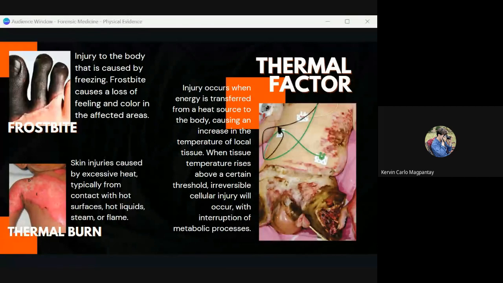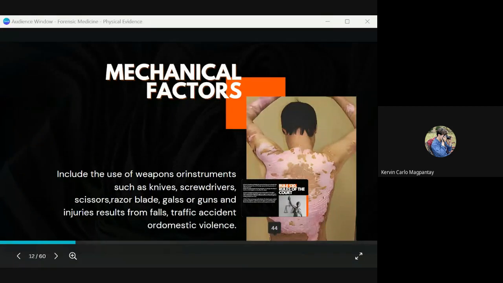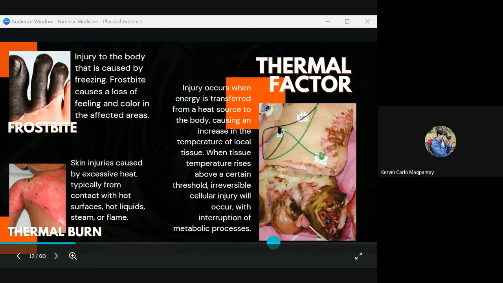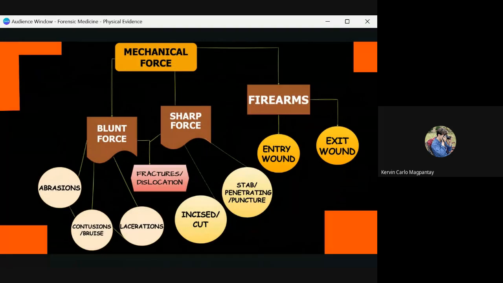Next, we have mechanical factors. Mechanical factors include the use of weapons or instruments such as knives, screwdrivers, scissors, razor blade, glass or guns, and injuries result from falls, traffic accident, or domestic violence. In here, you can see that there are three major categories of forces under mechanical force. First is the blunt forces, then followed by sharp forces and firearms.